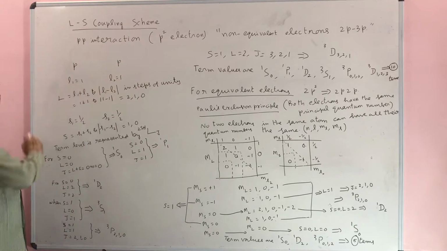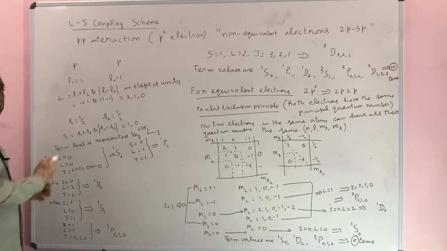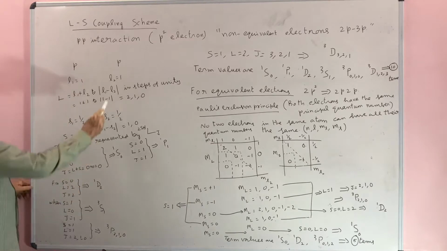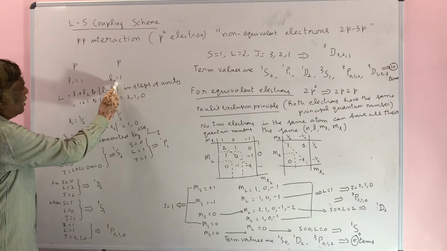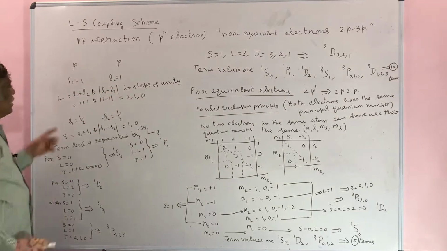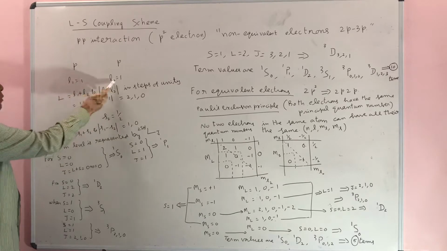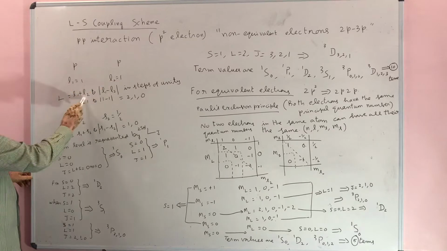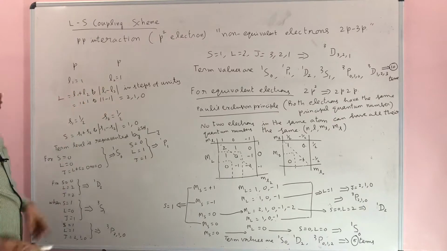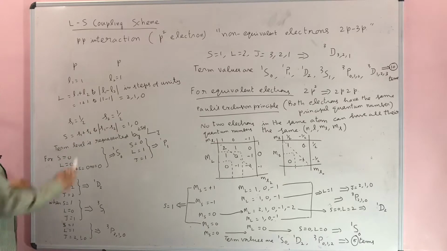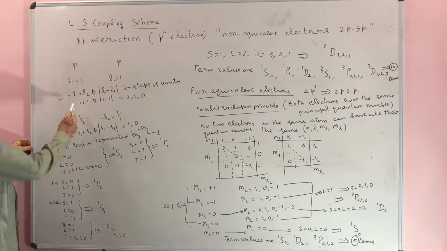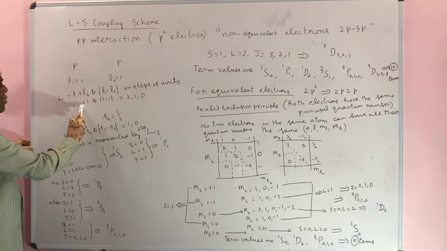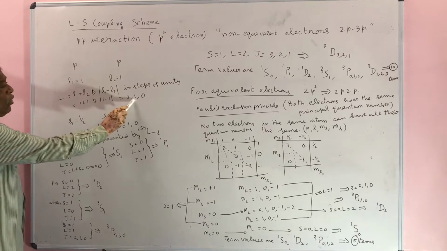Now for the first electron, the orbital angular momentum quantum number L1 is 1. For the other electron, again L2 is equal to 1. Because of the interaction, there is a coupling between L1 and L2. The total L will range from L1 plus L2 to the modulus of L1 minus L2, since it cannot be a negative number, decreasing in steps of unity. So 1 plus 1 is 2, and 1 minus 1 is 0. So the total L varies as 2, 1, 0.